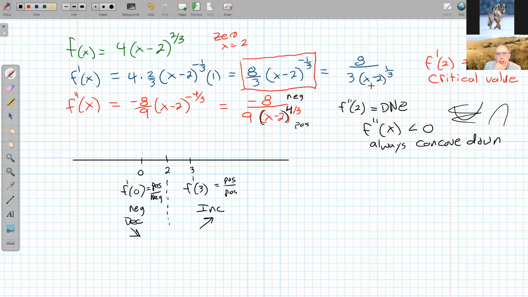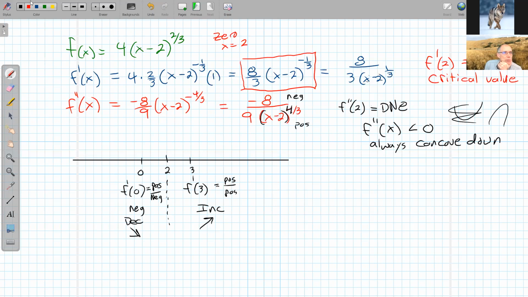That looks all right. And if I plug in 0 here, I get 0 minus 2 is -2. Cube root of a negative number is negative. So that's definitely negative first derivative, which means it's decreasing. If we plug in 3, 3 minus 2 is 1, everything's positive. Positive first derivative, increasing.